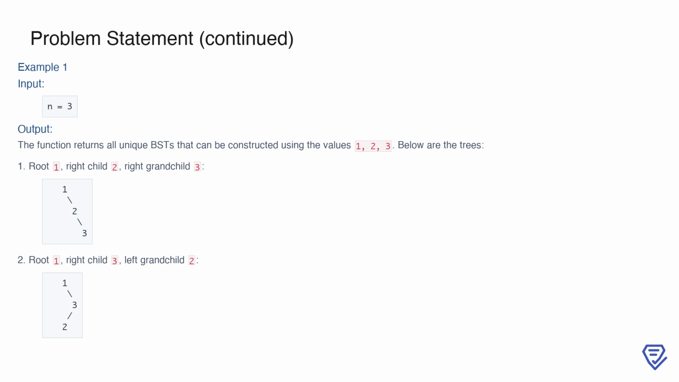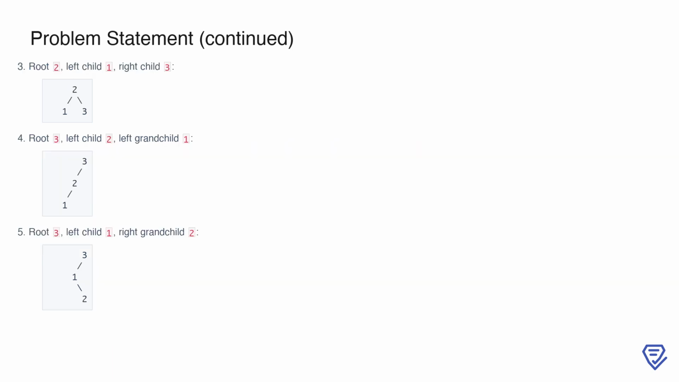Let's look at more possibilities. Now, consider using 2 as the root. In this case, 1 becomes the left child, and 3 becomes the right child, resulting in a balanced BST where all nodes are symmetrically placed. Alternatively, if we use 3 as the root, we can create a tree where 2 is the left child of 3, and 1 is the left child of 2. Lastly, with 3 as the root again, we can swap the subtrees to make 1 the left child of 3 and 2 the right child of 1. These configurations complete all structurally unique BSTs for n equals 3.